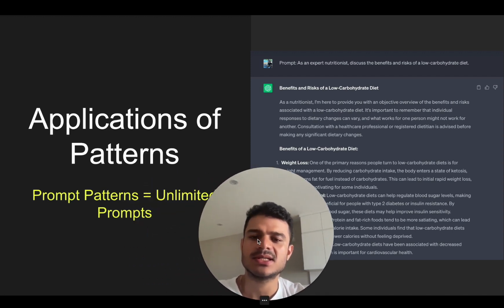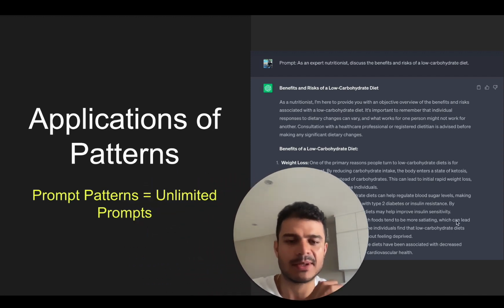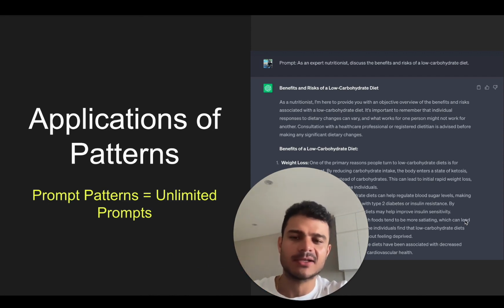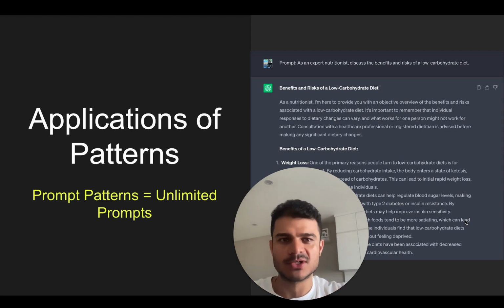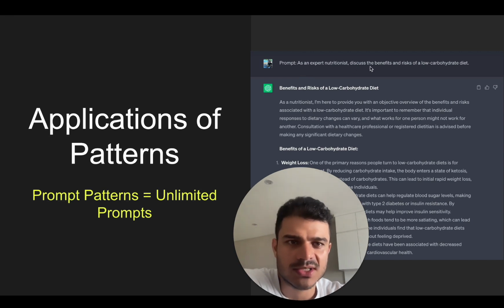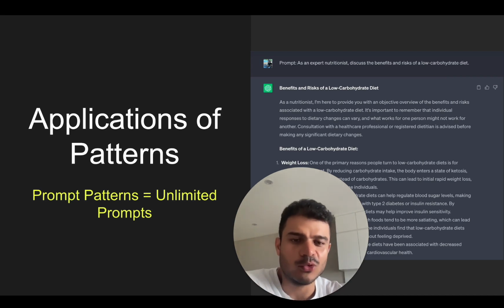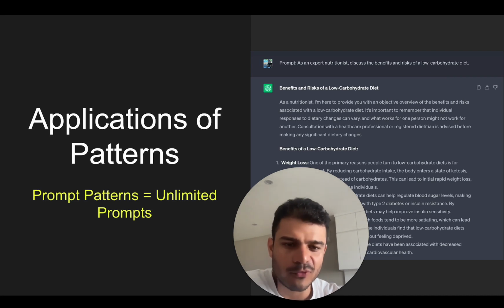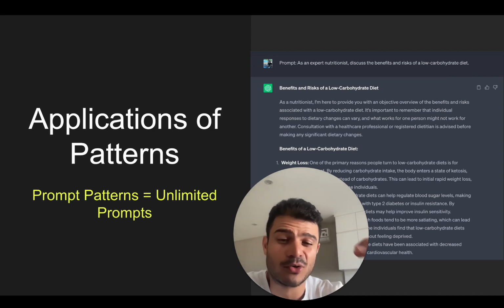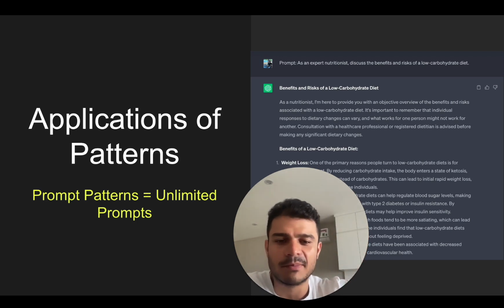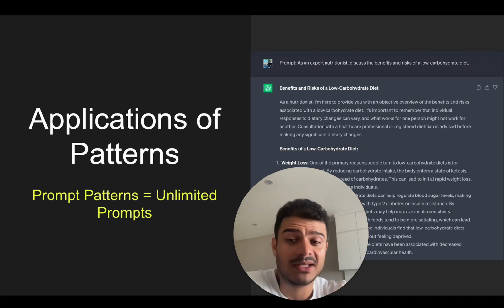Now let's see what's the advantage and application of patterns, right? So the biggest advantage, like I said, is if you have patterns, you can create unlimited prompts. And here's an example. So I say prompt as an expert nutritionist, discuss the benefits and risks of a low carb diet. Now you could ask this about any diet or about any particular food, etc. And all of your food questions will be answered. And this is literally a prompt that a nutrition expert is actually selling as a PDF of prompts. And this is a prompt, but this is a prompt pattern, right?